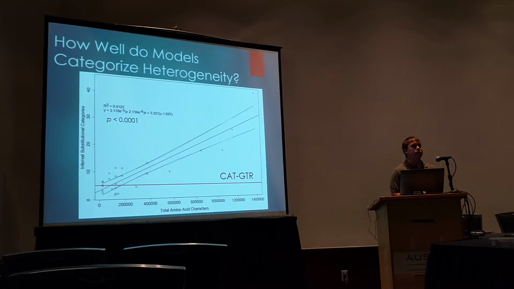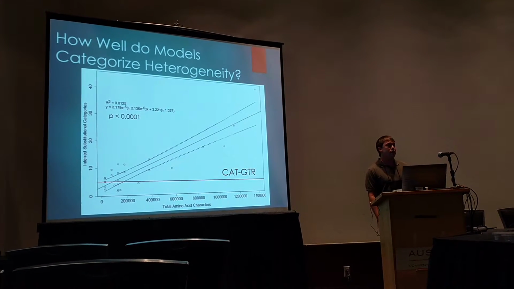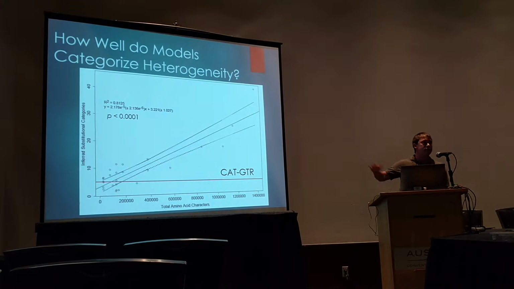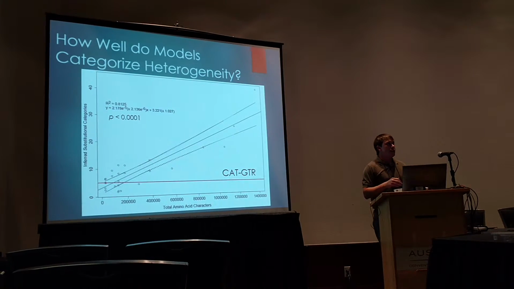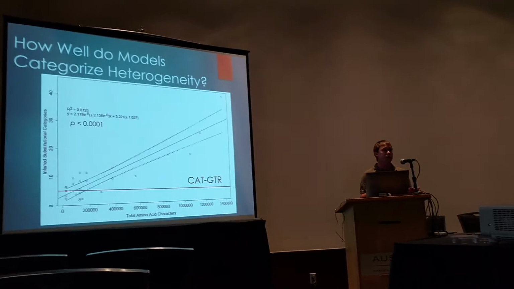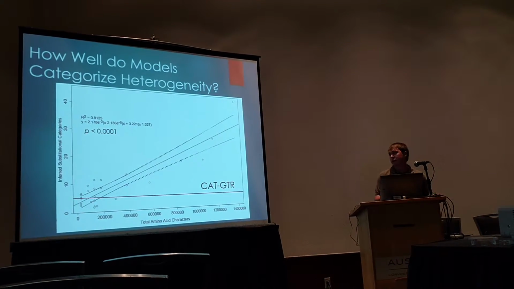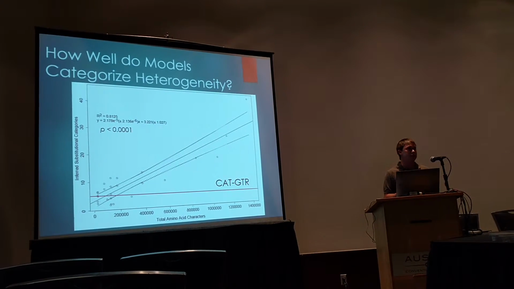This would be CAT-GTR, and that red line is the correct number of substitutional categories. While it does get some of it right with some of these smaller data sets, it scales very significantly and very strongly with data set size. So this model, instead of actually seeing the amount of substitutional heterogeneity that's present in the data sets, is just inferring categories based on how much character data is in the matrix.